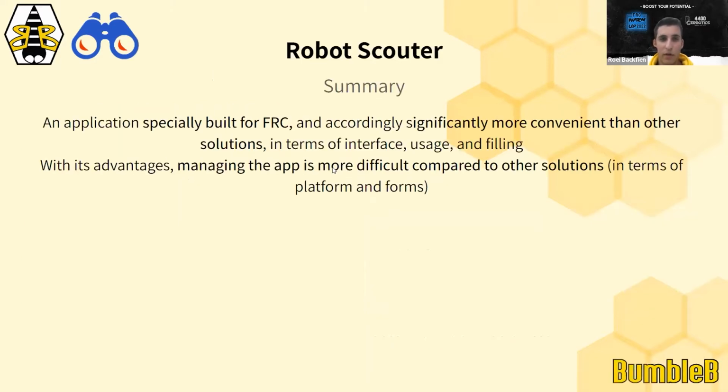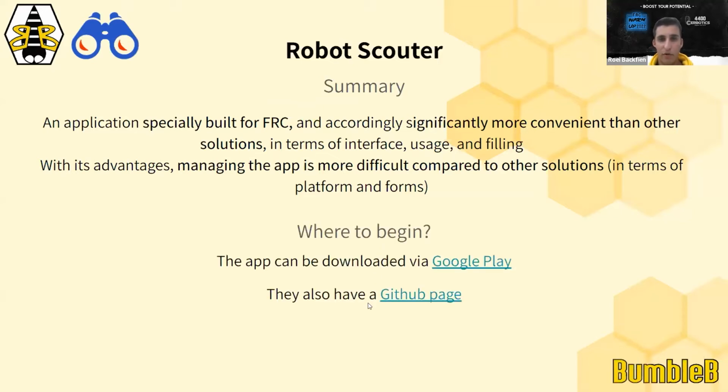So for conclusion, Robot Scouter is an application that is specially built for FRC and accordingly significantly more convenient than other solutions in terms of interface, usage, and filling out the forms. With its advantages, managing the app is more difficult compared to other solutions in terms of platform and forms. How do you begin with Robot Scouter? Their app can be downloaded in Google Play. They also have a GitHub page with the source code for the app. So it's very, very easy to start with.